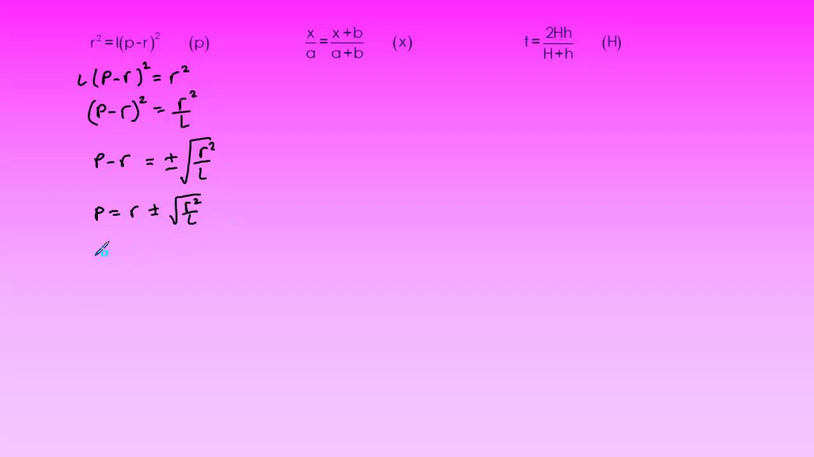Now we could leave it there, but there's something else we can do. We know that this is the square root of r squared over the square root of L, and of course the square root of r squared is just r. So we could say that's r plus or minus r over root L.